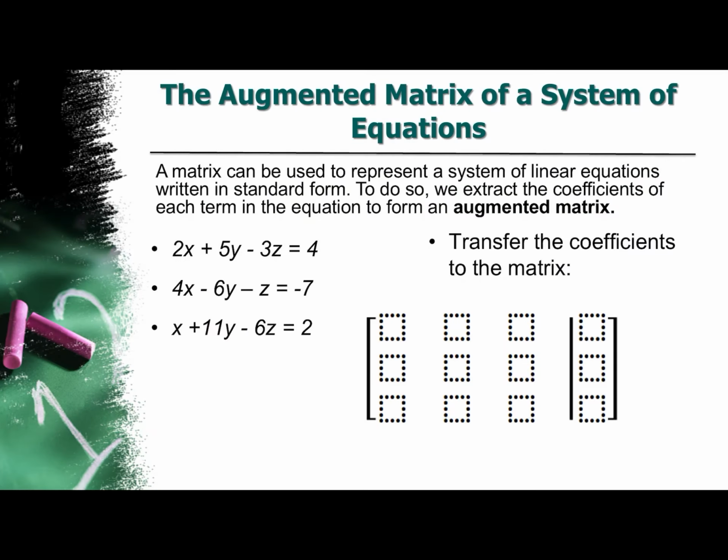So we are going to talk about matrices. So a matrix is just an array of numbers or items. And so you can see that this matrix here has 3 rows and 4 columns.